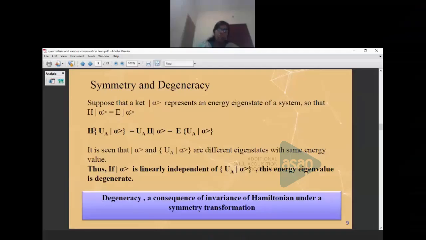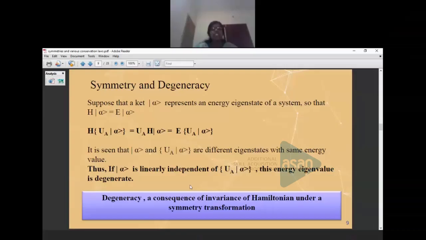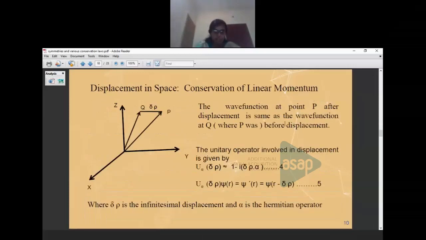So with this background, we will directly go to the individual symmetries: translation symmetry, rotation, translation in time. Now, displacement in space, what does it mean? It's conservation of linear momentum. Now let us take two points Q and P. Here the wave function at point P after displacement is the same as the wave function at Q where P was. So the wave function here will be the same as here when you move it back, that is, when you move it by a value delta.